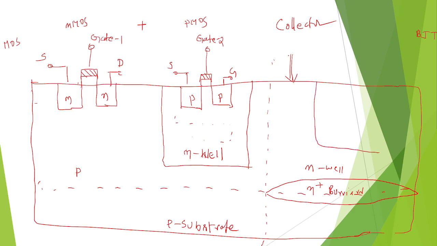Again they inserted holes, which is named the P plus base region. So this is the base. And again we inserted electrons here, in this part, and that is named the emitter. Now we can see the emitter, base, collector, the two types at a time. By using a single substrate you have designed two transistors at a time: one is the MOS transistor, and one more is the bipolar transistor. That is the reason this process is called the BiCMOS fabrication process. On the left side you have designed the MOS transistor and on the right side the bipolar transistor BJT.